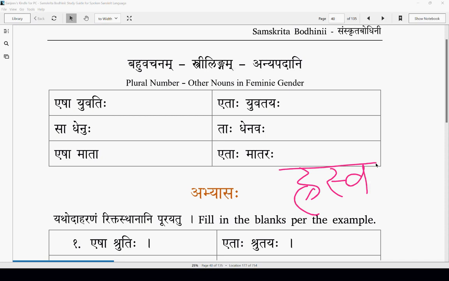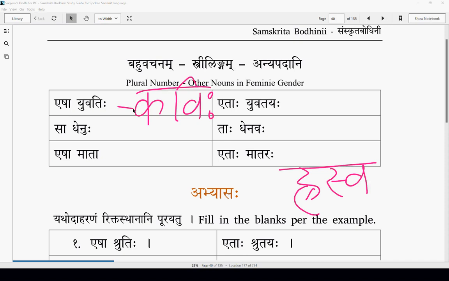Here, Prathama Vibhakti Ekavachanam looks like the Pullinga Ekavachanam. There is no difference. In Pullinga Ekavachanam we had Kavi, and in Strilinga Ekavachanam we have Yuvatihi. If you look at the Vibhakti table, others could be a little different here and there, but mostly they are the same.